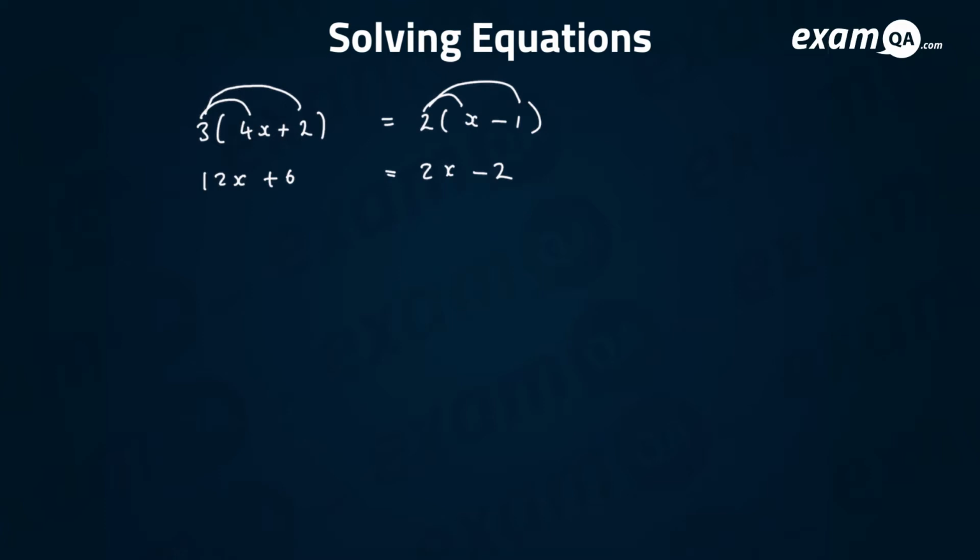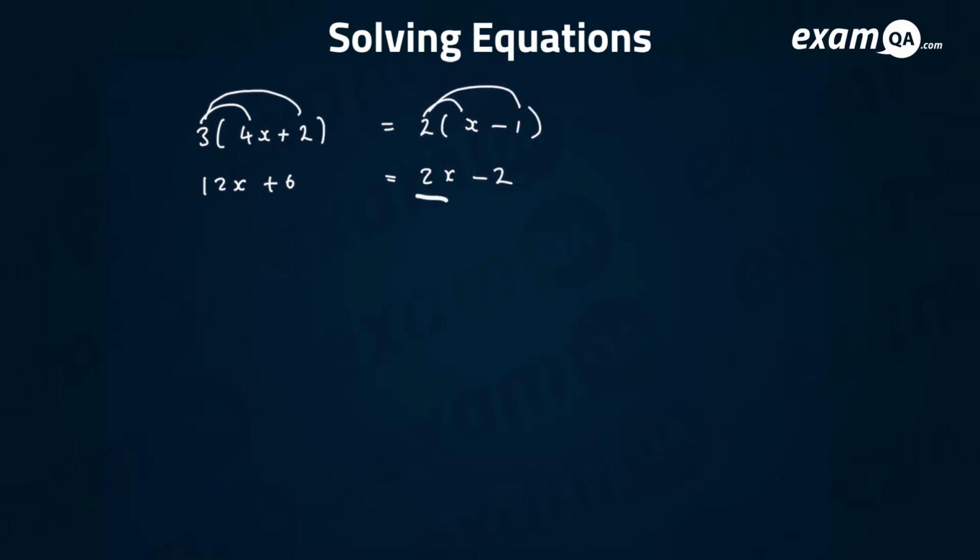Now we've got a very simple solving equations question, just like we had in part 1. First thing we need to do is bring all the x's onto one side, right? Because we've got a 12x here and a 2x here, and bring all the numbers onto one side. Now, what's easier to bring? It looks like this 2x we should bring to this side, right?